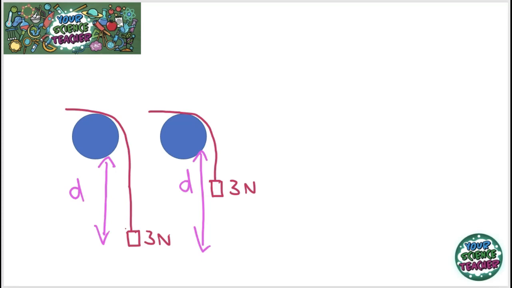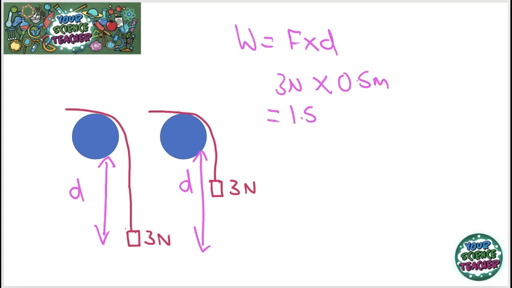Now, both of these pulleys are doing exactly the same amount of work, because remember, work is equal to force times by distance. And here you can see that both of them have 3 newtons of weight attached to them, and if the distance was 50 centimeters, then the distance would be 0.5 meters, and they're both doing 1.5 joules worth of work. But the one on the left takes 4 seconds in order to pull up that 3 newtons, whereas the one on the right only takes 2 seconds.